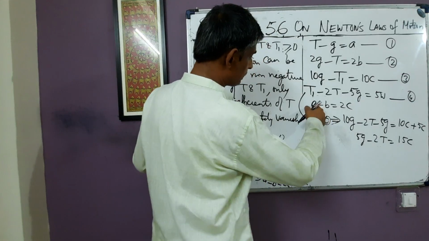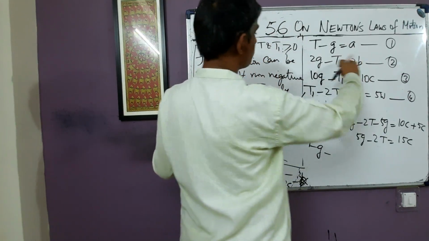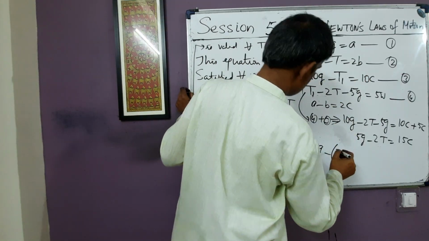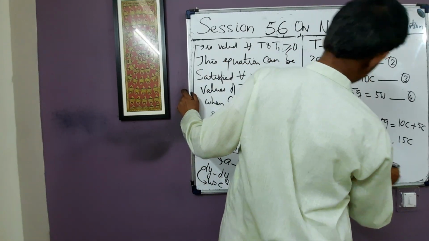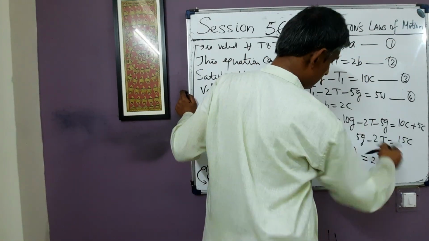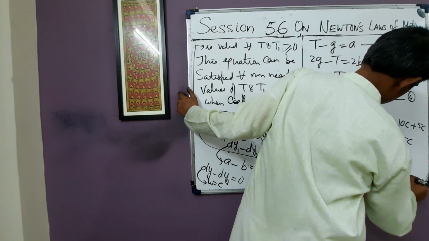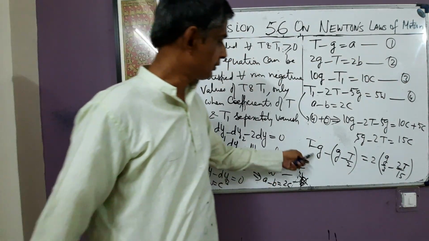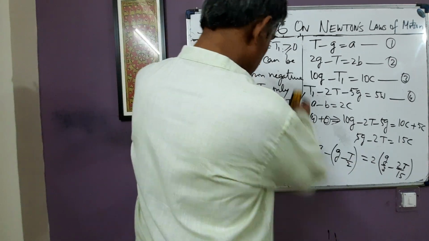Now let's substitute in this equation. A becomes T minus G. B becomes G minus T by 2. We divide this by 2, G minus T by 2, equal to 2C. Now C we divide by 15. 5G by 15 becomes G by 3 minus 2T by 15. Now you can get T easily from this.